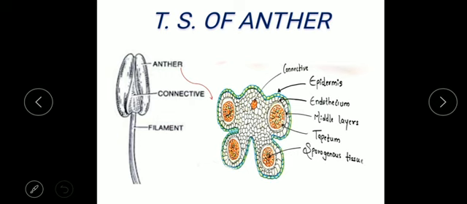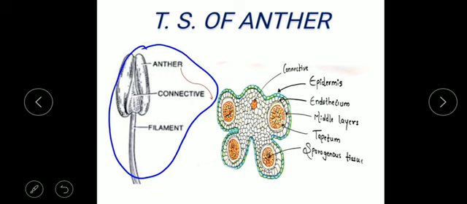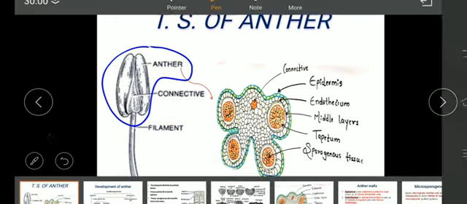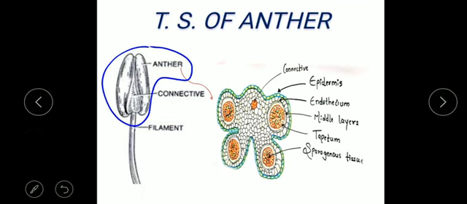Here you can see the structure of an individual member of androecium called a stamen, that consists of the upper anther, the middle connective, and the lower portion, the filament. We have to focus on the anther part. This is a view of the external morphology.